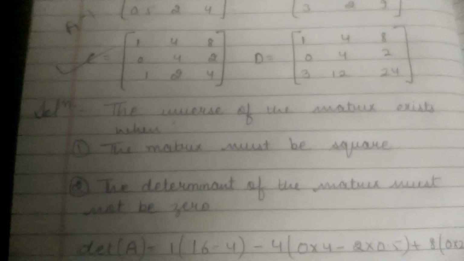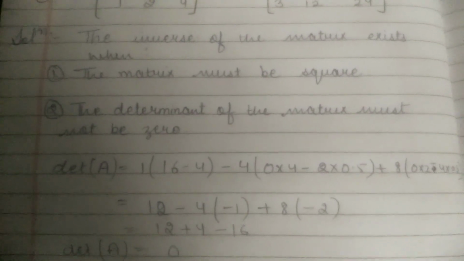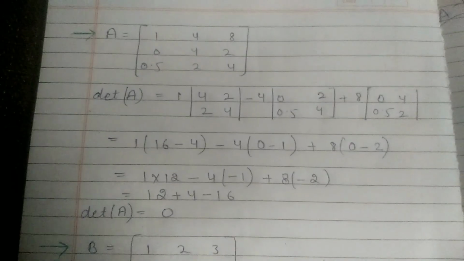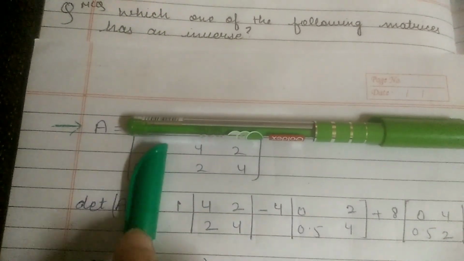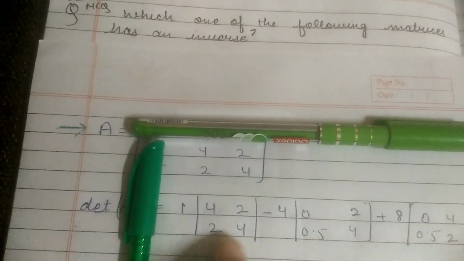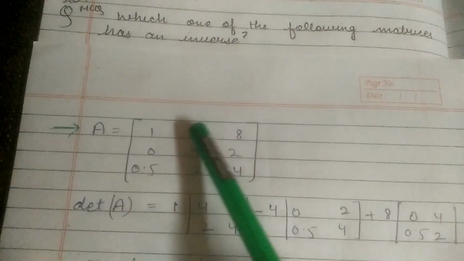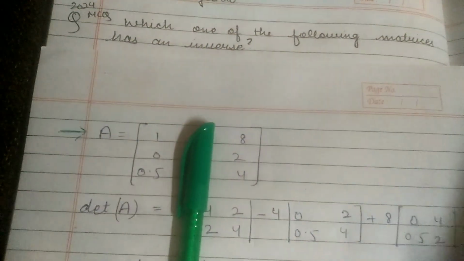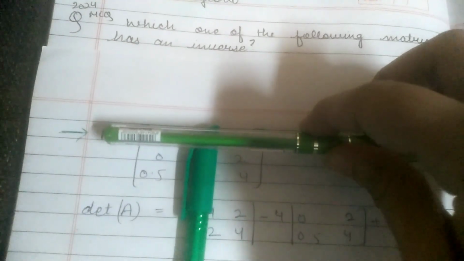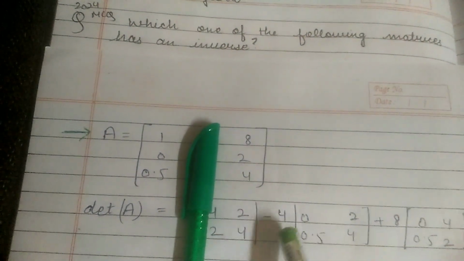Let's find the determinant. I hope that you have learned how to find the determinant in your previous classes. The calculation of the determinant is very simple. First you write the element A11. See, when I hide the first row and the first column, what remains is 4, 2, 2 and 4. So I write it over here. And after that, the second element, that is 4. When I hide the second column, what remains is 0, 0.5, 2 and 4. So I write it like this.